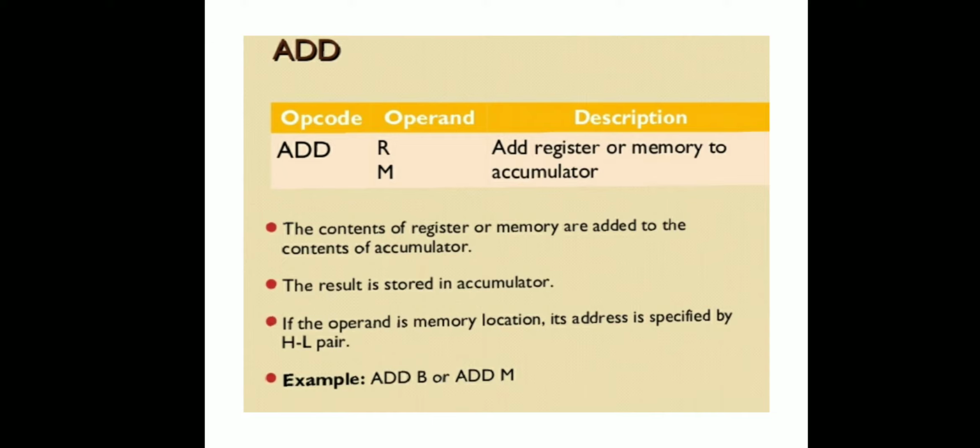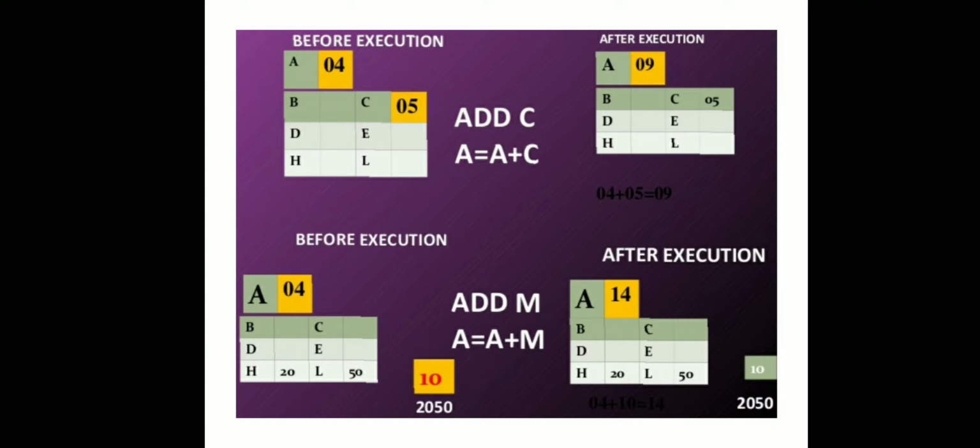If the operand is a memory location, then the address is specified by the HL pair. For example, ADD C: the content of the accumulator is added to the content of register C, and after execution of this instruction, the result is stored in the accumulator. And for ADD M, the content of the accumulator is added to the content of the memory location specified by the HL pair, and after execution of this instruction, the result is stored in the accumulator.